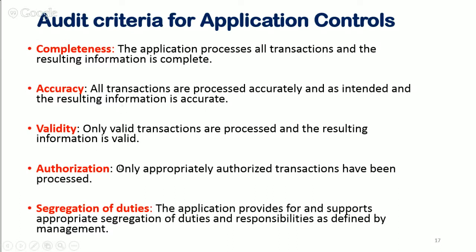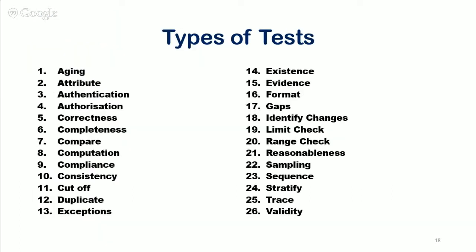Fourth, we check for authorization. And fifth, we check for segregation of duties. These are some of the sample criteria which an auditor uses for verifying whether the controls are available, adequate and appropriate. What are the different types of tests which can be performed in CAAT software?